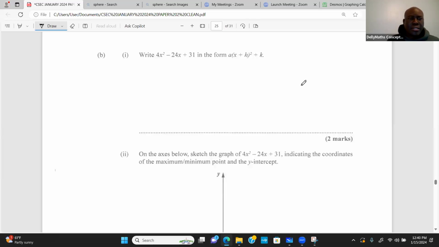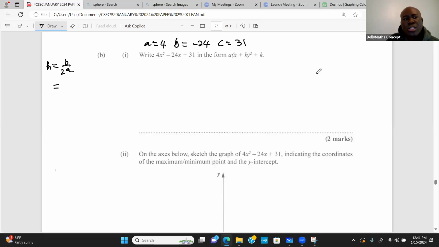Next question. It says, write 4x squared minus 24x plus 31 in the completed the square form. It's up to you. I'm just going to use the formula quickly. h is actually negative b over 2a. So a is equal to 4, b is equal to negative 24, c is equal to 31. So I'm going to just use a formula quickly to write this out.